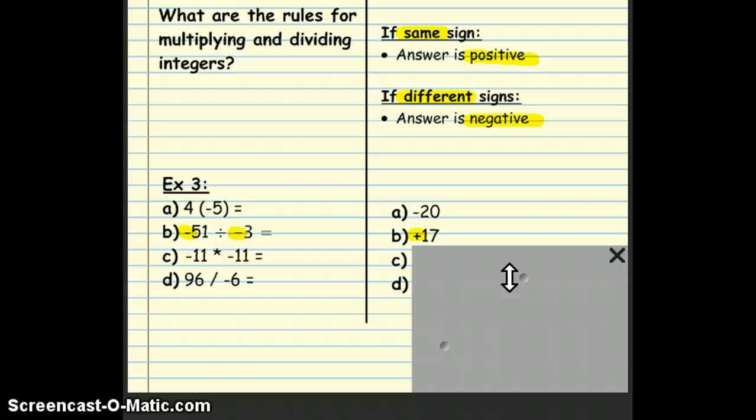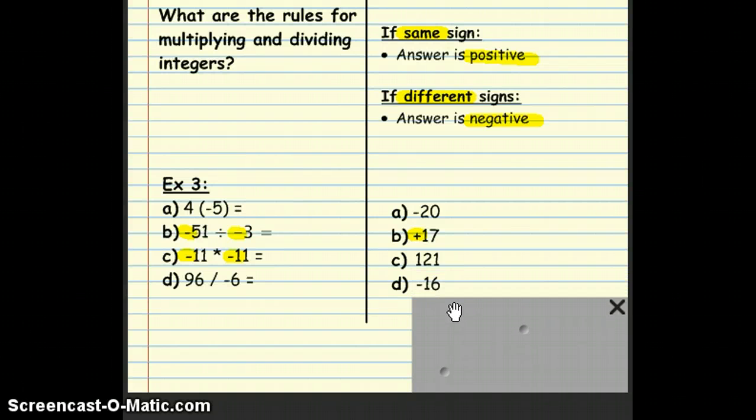Letter C, negative 11 times negative 11. 11 times 11 is 121, and a negative times a negative is positive, so it's positive 121. Letter D, 96 divided by negative 6. Again, you might have to work this one out on your paper. 96 divided by 6 is 16. And you've got a positive and a negative number. Those are different signs, so the answer is negative 16. So those are the rules for adding, subtracting, multiplying, and dividing integers.